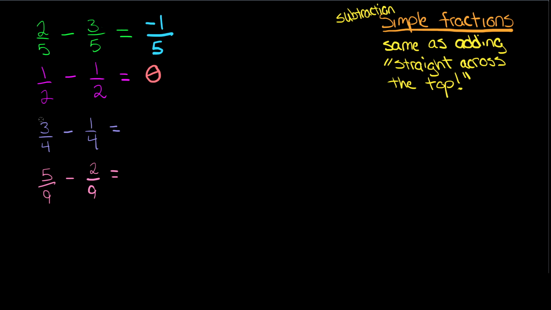Now we're on to our quarters, so we have 3/4, or 3 over 4, minus 1/4, or 1 over 4. So what is 3 take away 1? It is 2 over 4, and we can reduce this because we can divide both of these by 2, which gives us 1 over 2, and we're good with this one.